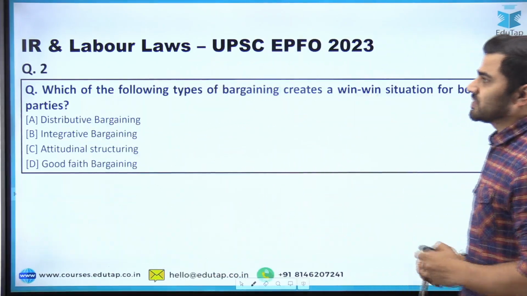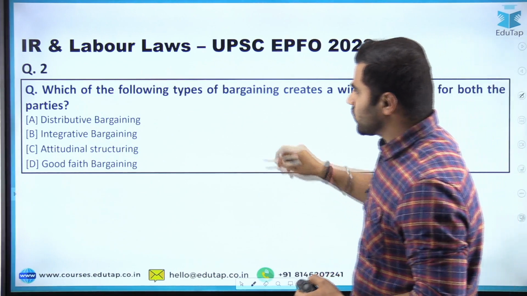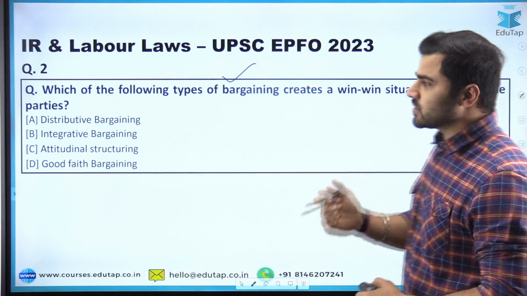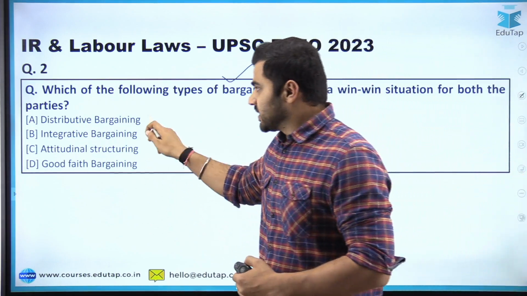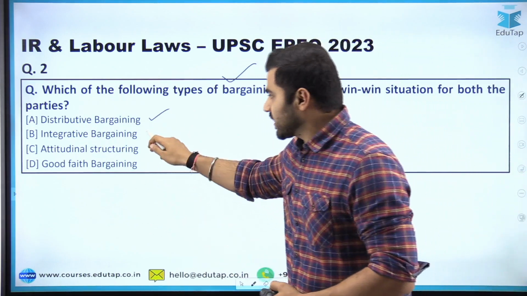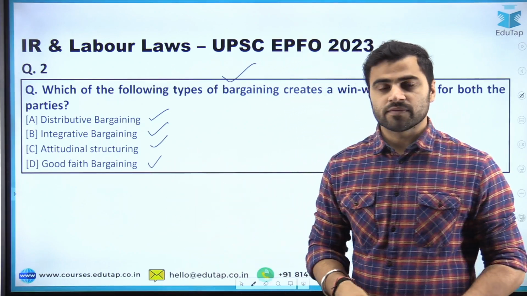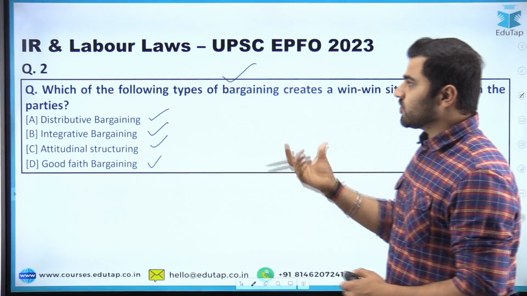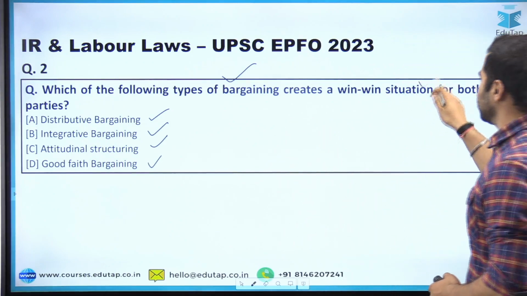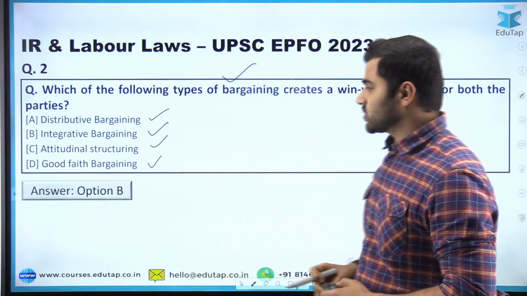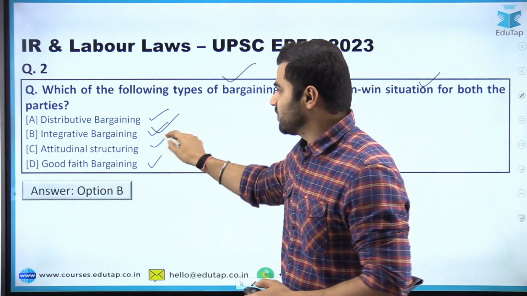Now let's move to question number second. Question number 2 is, which of the following types of bargaining creates a win-win situation for both the parties? Your options are distributive bargaining, integrative bargaining, attitudinal structuring, or good faith bargaining. Tell me, guys, which of the following bargaining creates a win-win situation for both the parties? The right answer for this question is option number B, that is integrative bargaining.